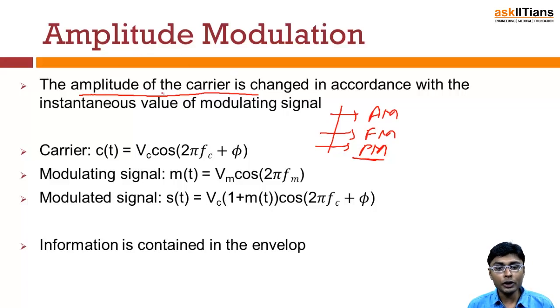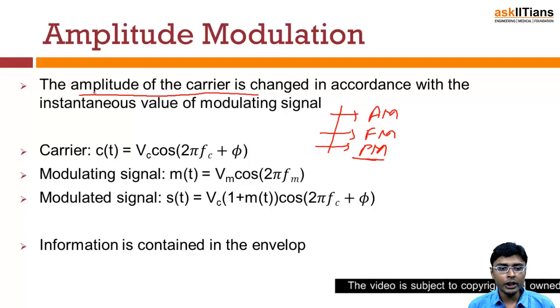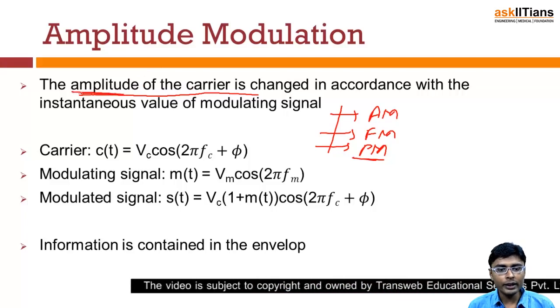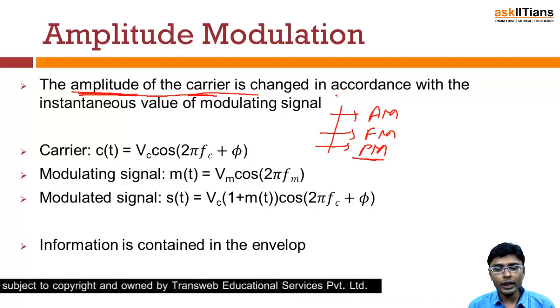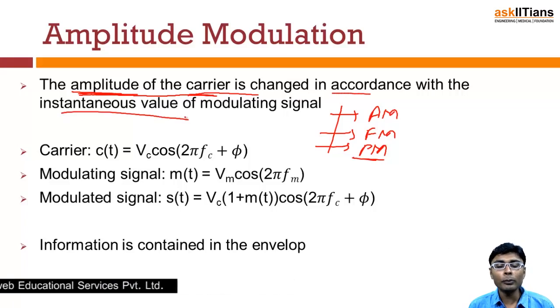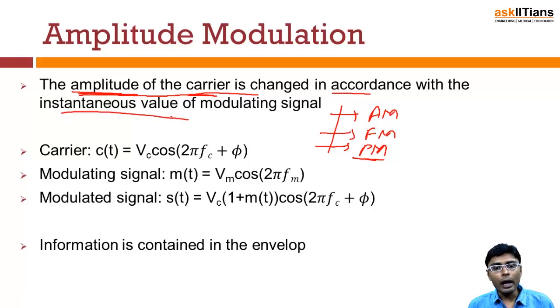So whenever we are changing the amplitude, the frequency, or the phase, that means we are changing these parameters of a carrier wave. Carrier is basically a high frequency signal. So in case of amplitude modulation, we are varying the amplitude of the carrier in accordance with the instantaneous value of the modulating signal, that is the information signal.